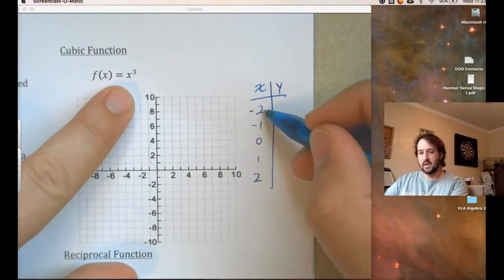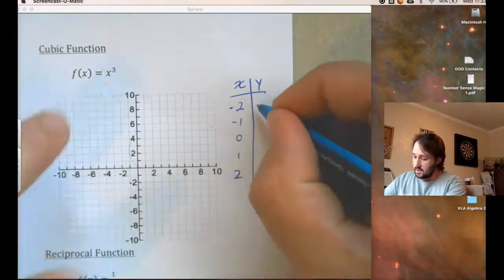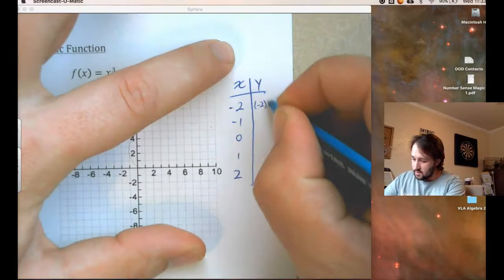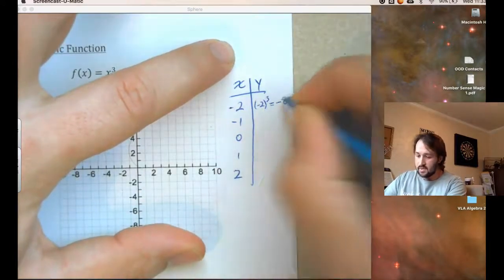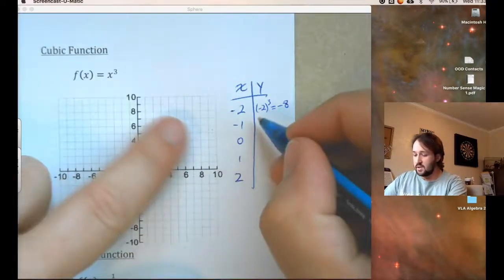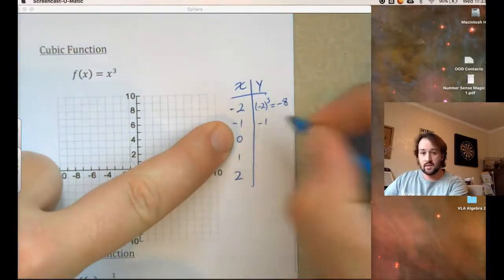So if I do negative 2 to the third, remember that just means negative 2 times itself 3 times. So this is negative 2 to the third. That would come out as negative 8. If I do negative 1 to the third, that will come out as negative 1.